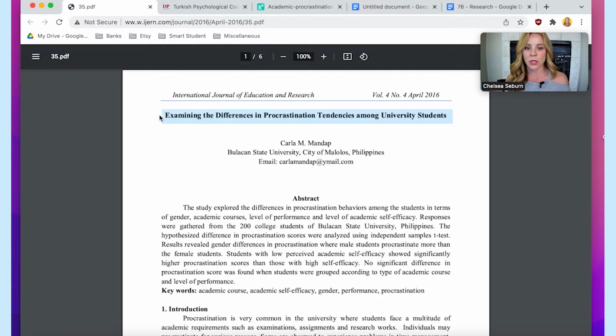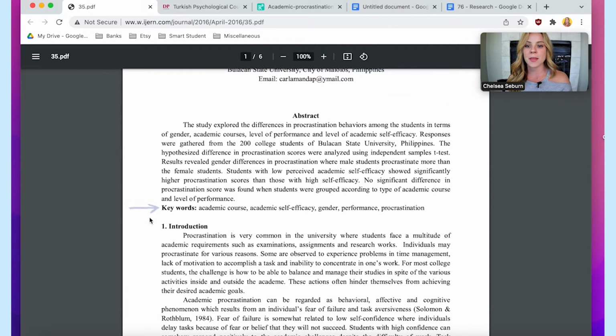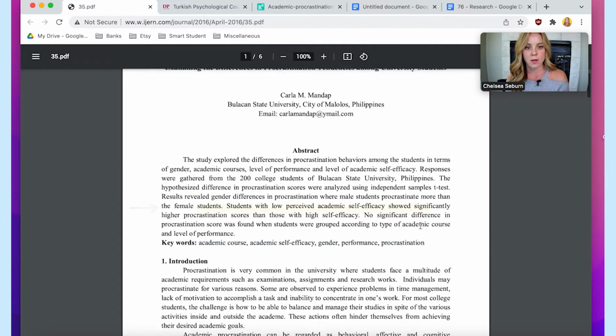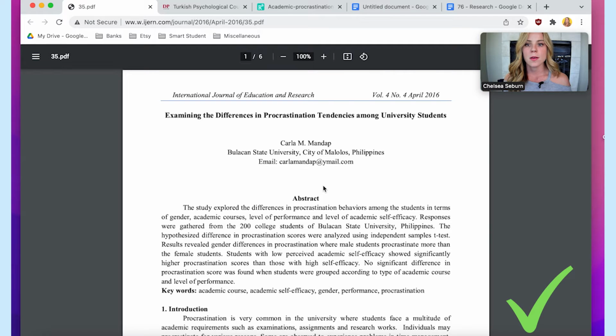Now, the next place you can look to qualify for this article is the keywords. The keywords are going to be listed on the abstract, generally 5 to 8, not many of them. But what these are going to do is give you the most broad understanding, snapshot if you will, of what is in this research paper. Because what these keywords are is they are the most prevalent terminology used throughout this paper. So reading these keywords, we have academic course, okay, academic self-efficacy, all right, gender, performance, procrastination. Okay, looks good. So I'm going to bookmark it. Let's go look at the other 2 articles and qualify them as well.